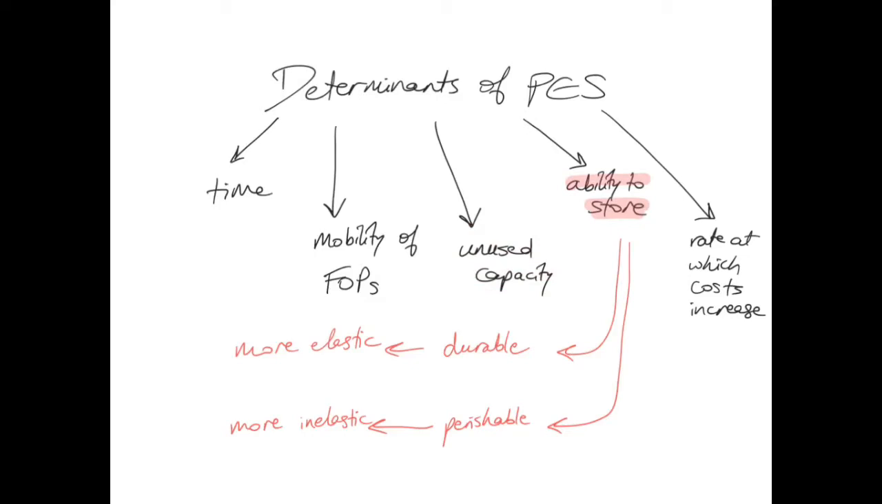The next determinant is the ability to store. If a product is durable and basically can be stored and it doesn't expire or doesn't lose its quality, supply will be more elastic because the producer can just respond to a rise in price by taking some of the products in storage and selling them. If the product is perishable and not durable, so it can expire, like fresh vegetables or meat, and it can't be stored for long periods of time, supply will tend to be more inelastic. If the product is required to be fresh and any long periods of storage affect the quality of the product, then supply will be more inelastic.